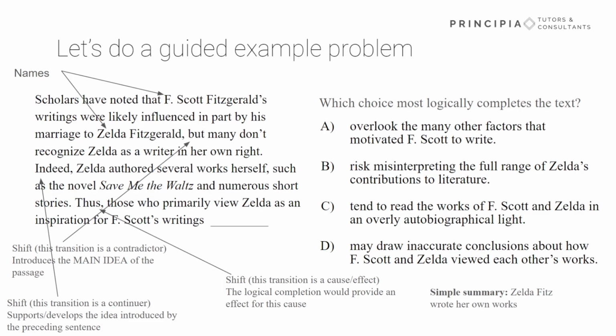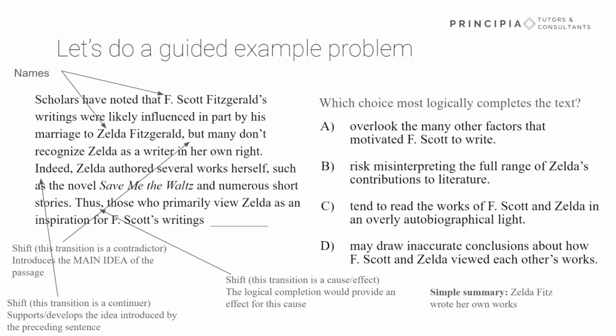So an example would be like Zelda Fitz wrote her own works. You might say ZF, not just FS wife or co-writer. Anything that lets us know that Zelda as her own individual author is our main focus. And so now this should make reaching the logical completion a lot easier.